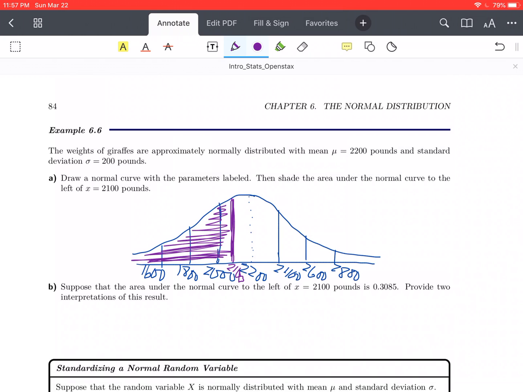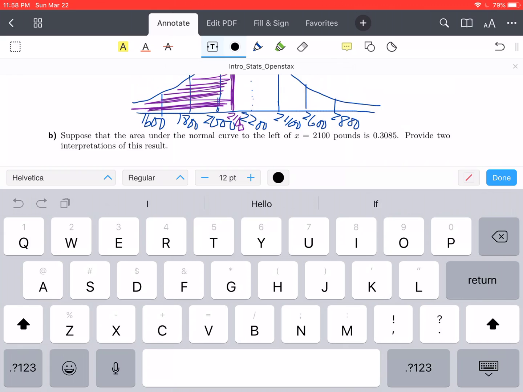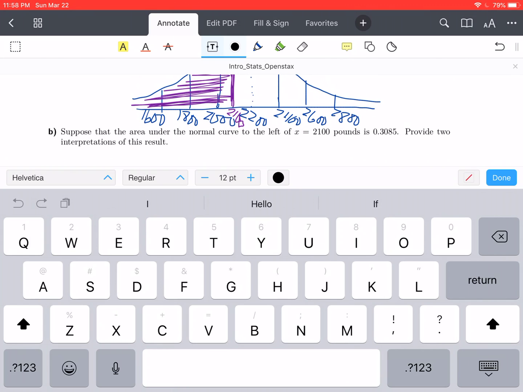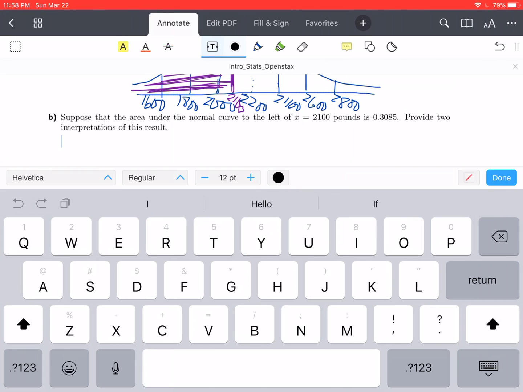Now, for part B, it's asking us, suppose that the area under the normal curve to the left of 2,100 pounds is 0.3085. Provide two interpretations of this result. When we're interpreting our results here, we can talk about this as a proportion or as a probability. Let's start with a proportion first. The 2,100 is a weight, and the 0.3085 we're interpreting as a proportion or a percentage.